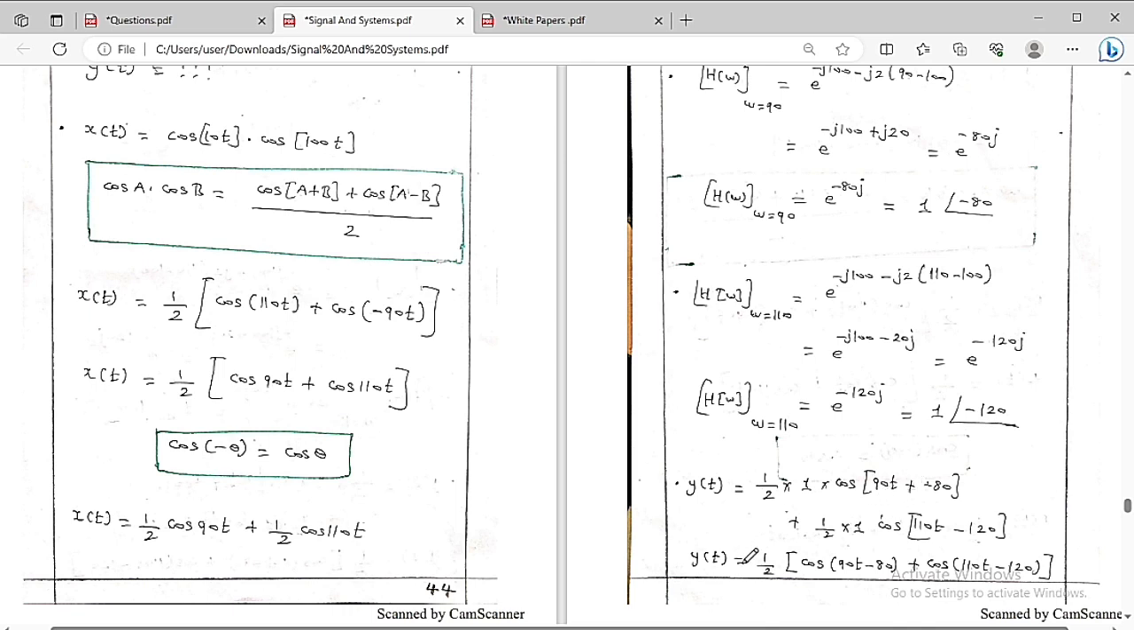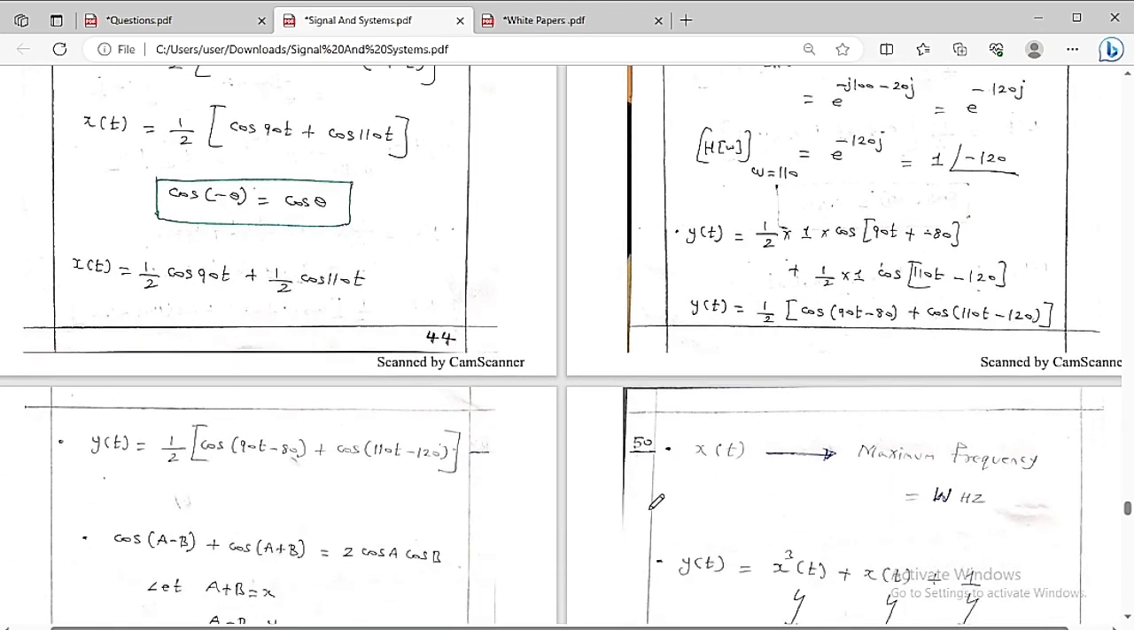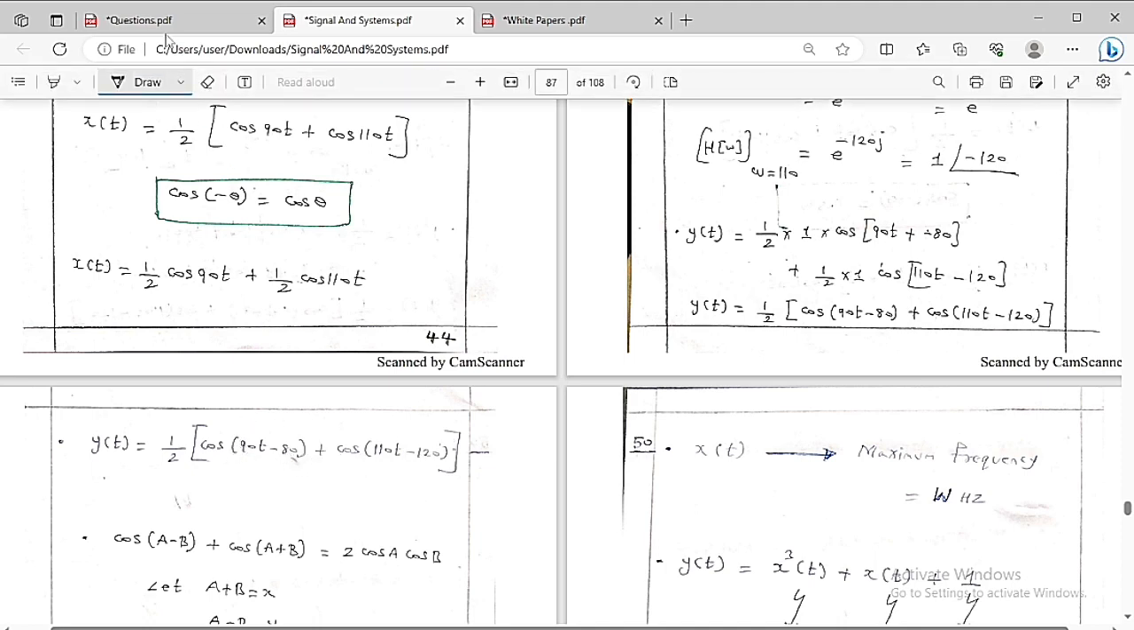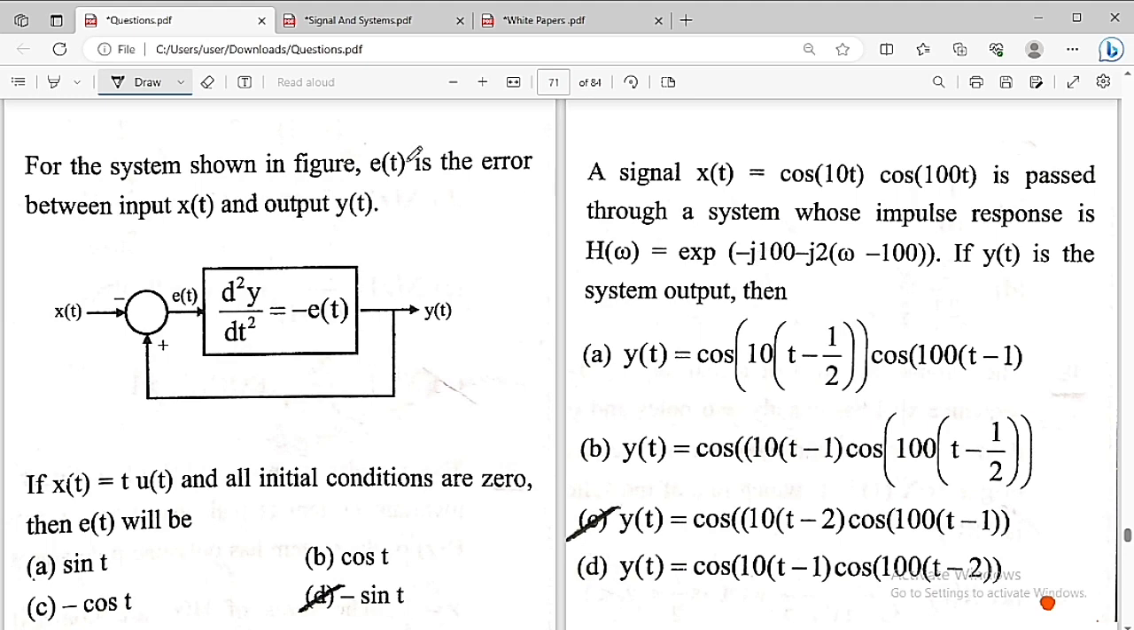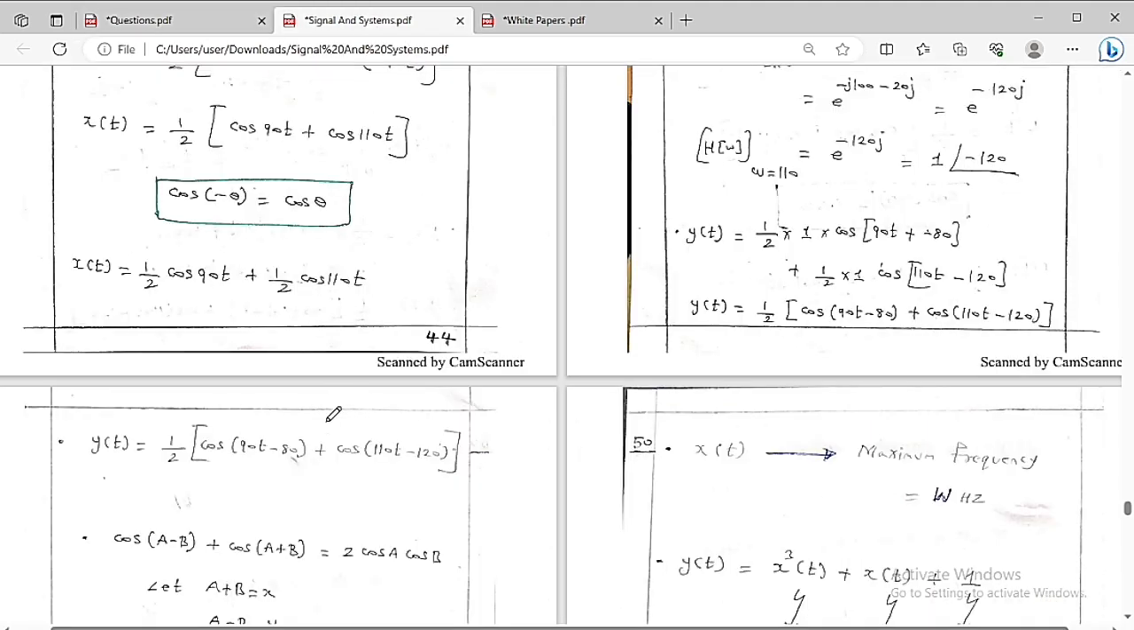So if you simplify, what you are going to get is y of t equal to half times cos of 90t minus 80 plus cos of 110t minus 120 degrees. So this is what you are going to get. Same thing I have written: y of t is equal to half into cos of 90t minus 80 plus cos of 110t minus 120. So this is the output expression. But if you see the options, this is not there. We have to do further simplification of this one.